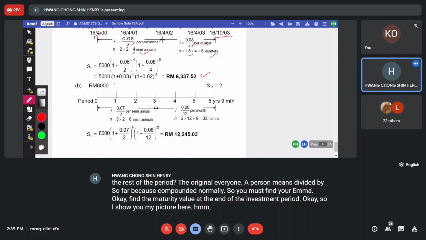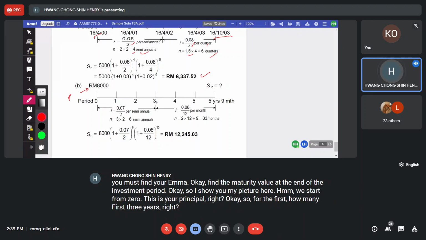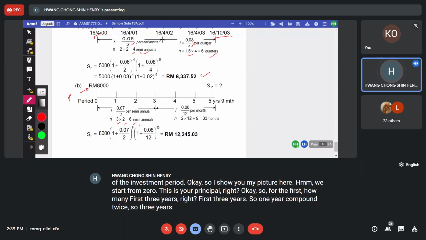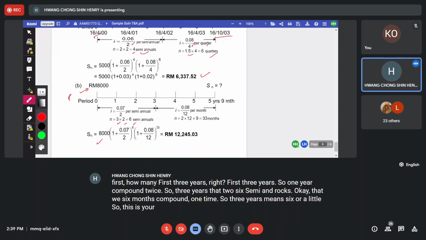You start from 0. This is your principal, right? Okay, so for the first, how many? First 3 years, right? First 3 years. So 1 year compound twice. So 3 years times 2, 6 semi-annuals. Okay, every 6 months compound 1 time. So 3 years means 6 already. So this is your formula.